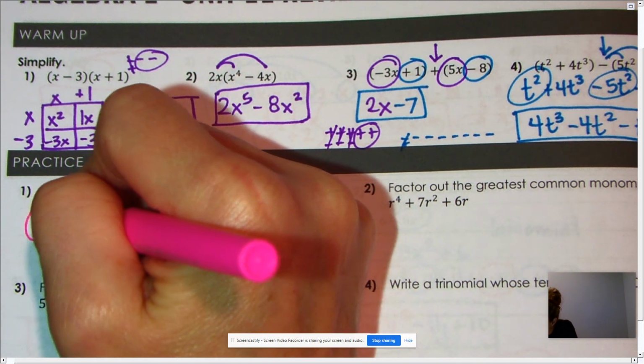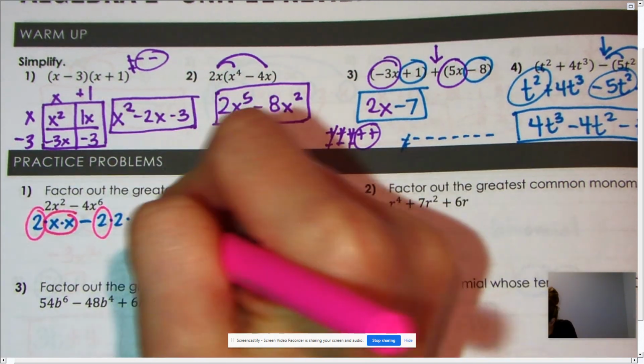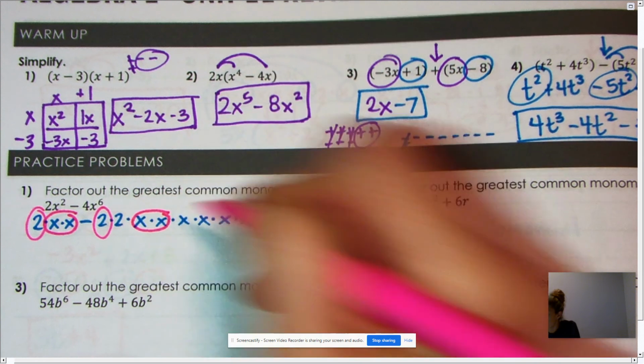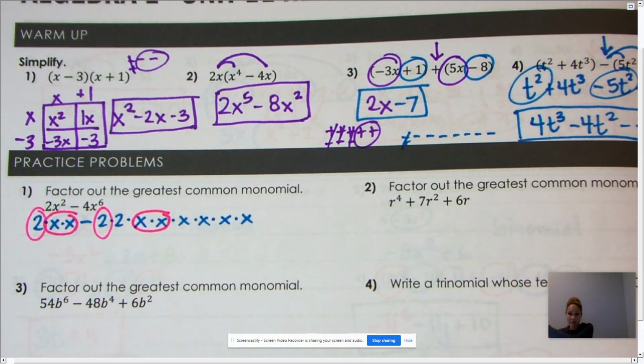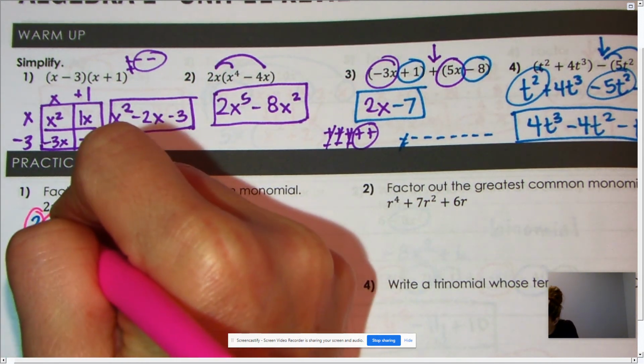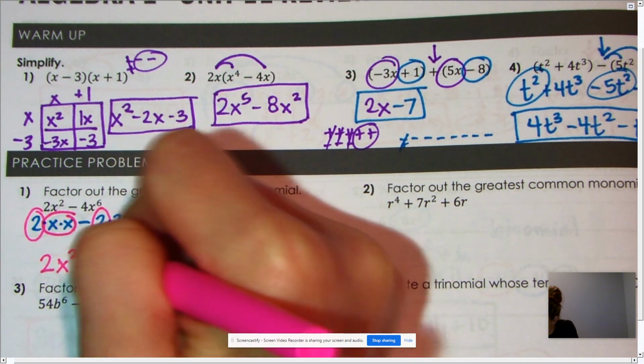Okay, then I'm going to say, well, I can also take 2 x's here. Well, then I could take 2 x's here. So I'm going to take those things and I'm going to put them out in the front of the parentheses. So I'm factoring them out. So I have 2, and then x times x is x squared.